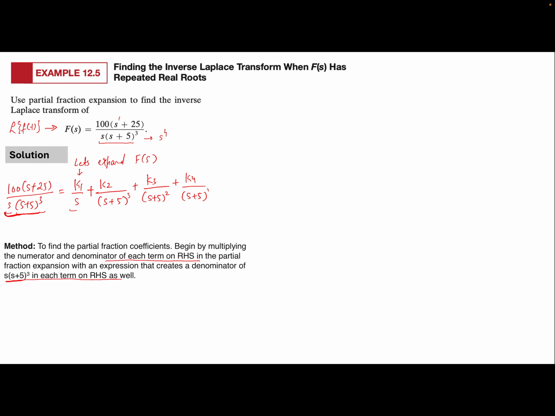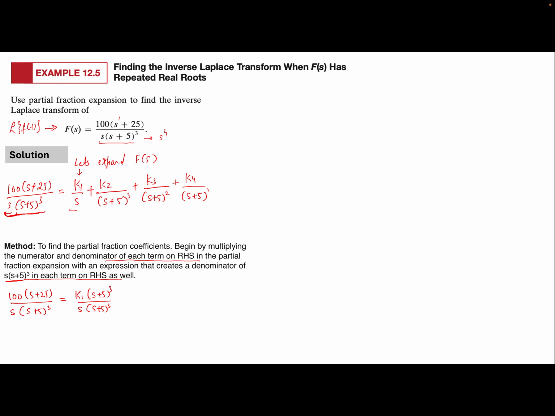Okay, so before I get there, let's first do the method that I am talking about. My left hand side should remain the same, 100 s plus 25 over s times s plus 5 whole cube. Again, I'm interested in creating the same denominator on the right hand side for all the terms. In order to do that, I'm going to multiply k1 by s plus 5 whole cube over s times s plus 5 whole cube, right?